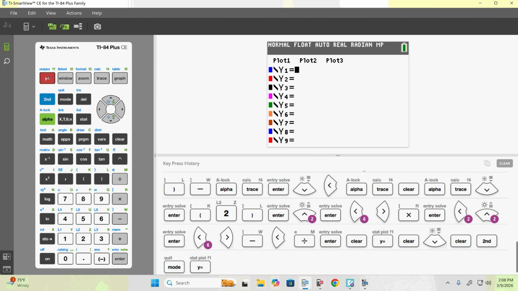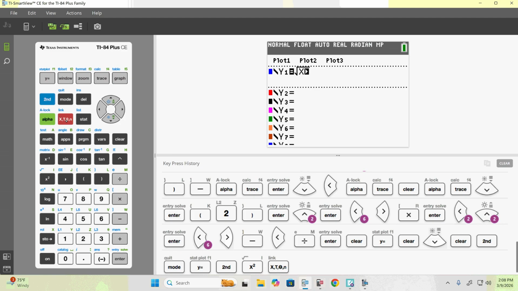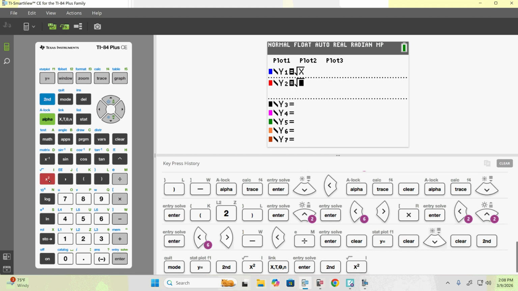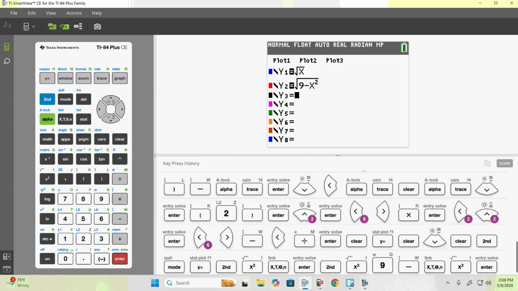We want to put f of x and g of x into their own function. So we can put f of x into y1. f of x is the square root of x, so we go second, get our square root of x. We'll put g of x into y2. Second, square root of 9 minus x squared.